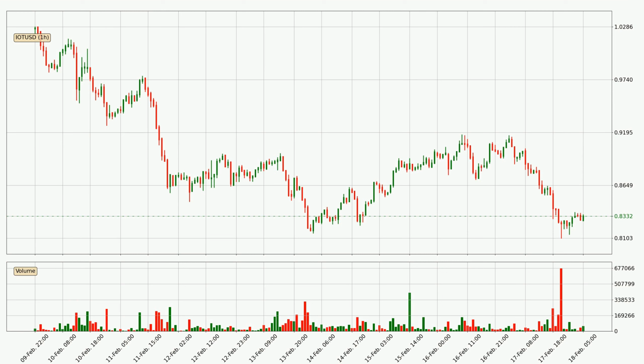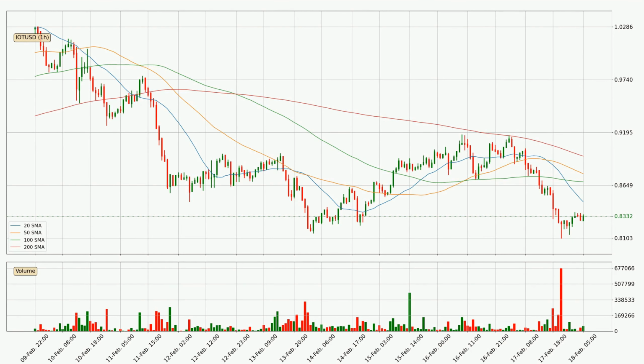Looking at the IOTA hourly time frame, the price moved quickly to the downside with around 7.2% in the last 24 hours, with a current price of 83.3 cents. We can see that the sellers are taking over because the volume was high, showing that this move was strong.